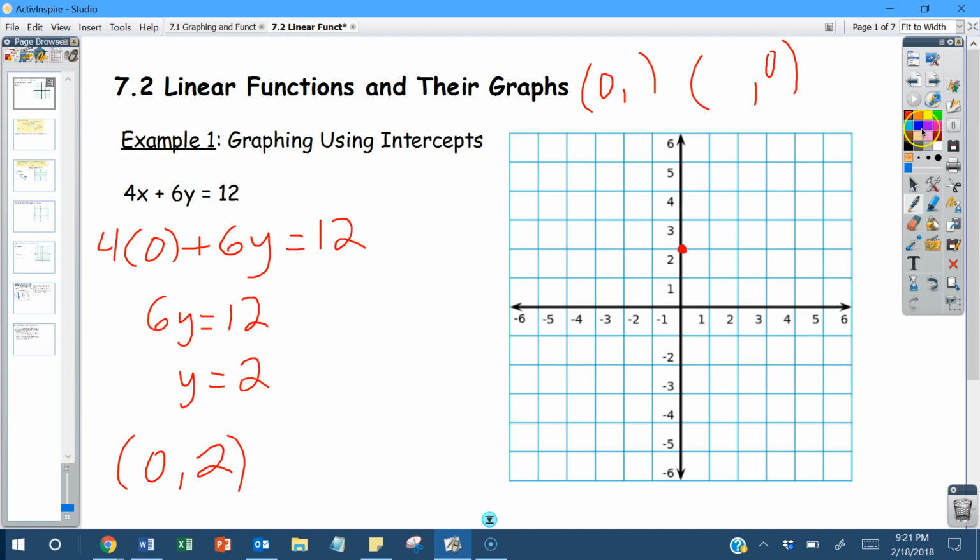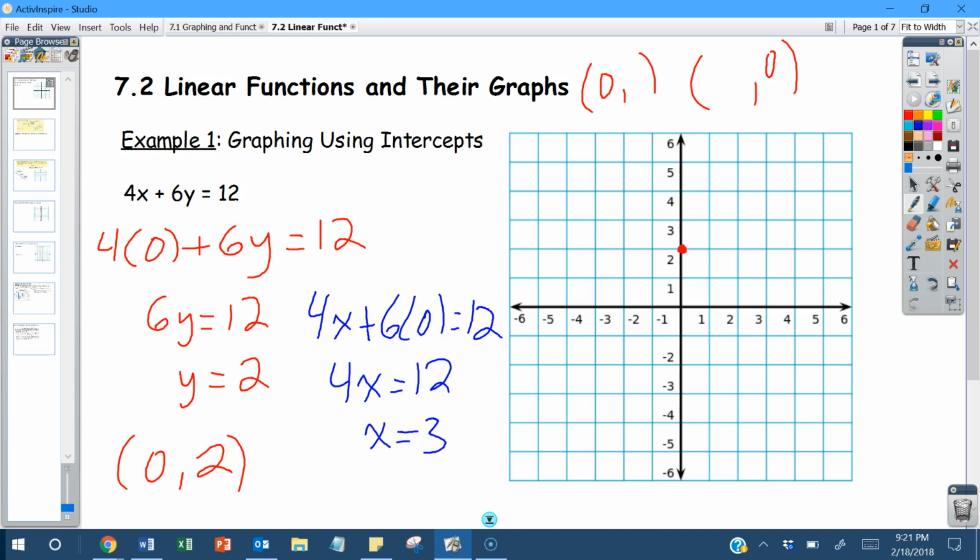Then I'm also going to let y equal 0. So 4x plus 6 times 0 equals 12, and then see what the x value is. This time I'm picking out a y value, but I don't get to pick the x value. I pick y is 0 and see what x is equal to. I get 4x is equal to 12, or x is equal to 3. So my ordered pair is x is equal to 3, y is 0. I picked one, and then the equation gave me the other one. So now I have 2 points.